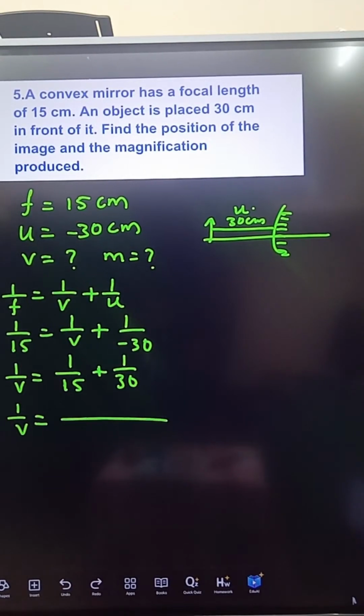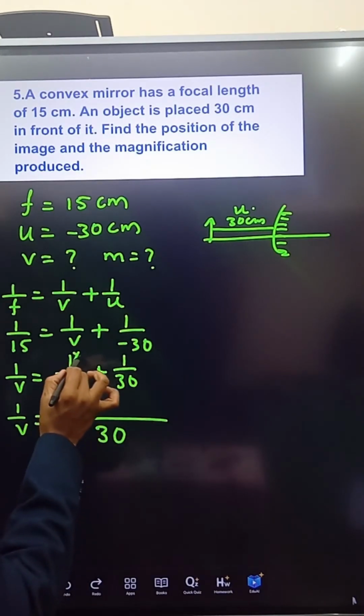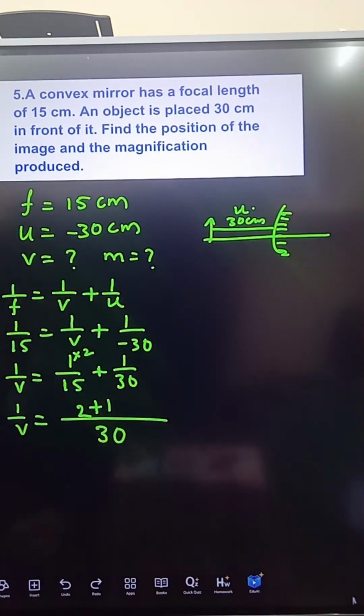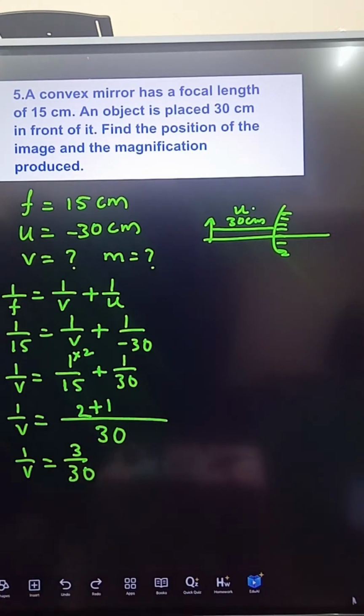Is there any doubt? I'm going through your messages. Good, very good. V equal to 30 centimeter. You got it? Let's check it once. Okay, look at this. LCM is 30. 15 into 2, right? Very good. 2 plus 1, right? Just verify your answer. You are getting 3 by 30. Simplify further.